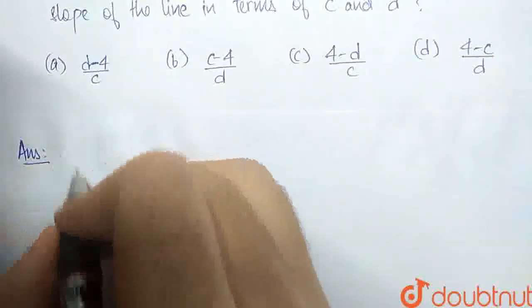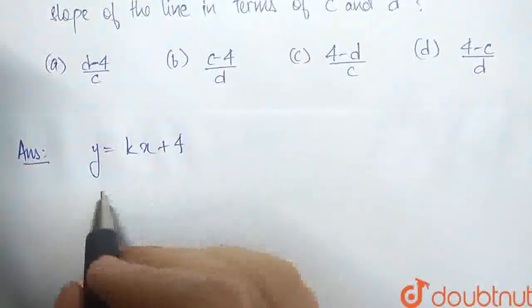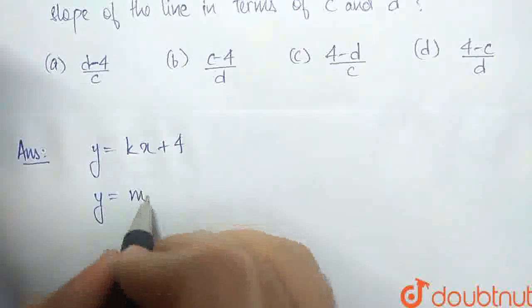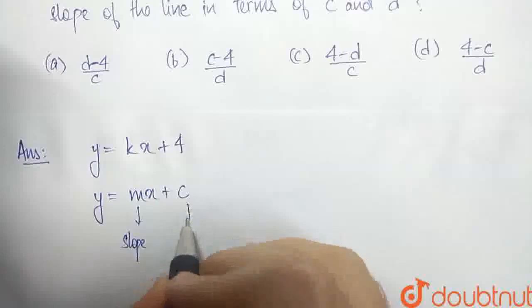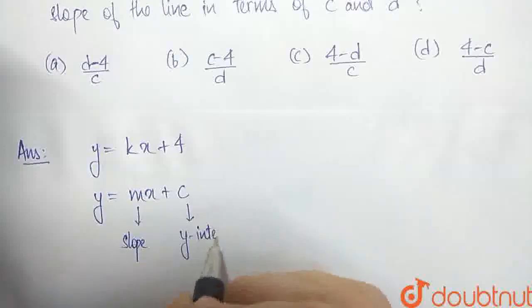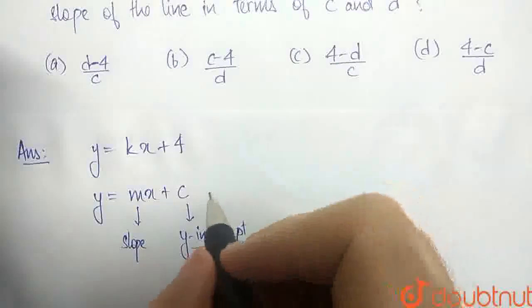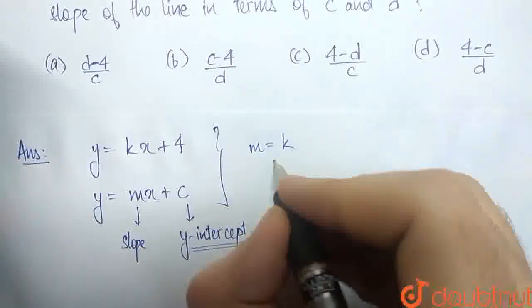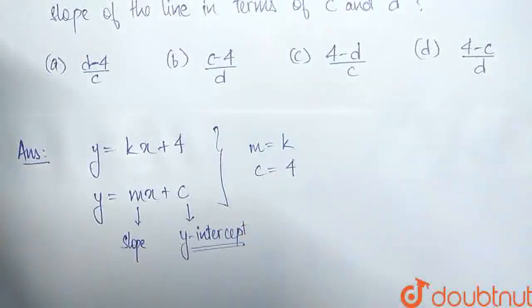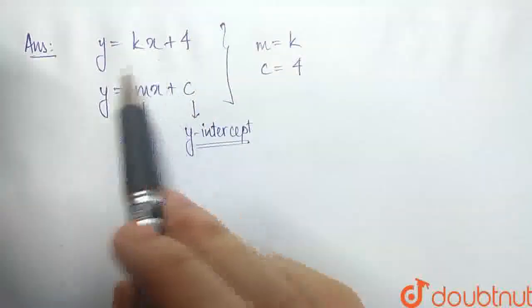Now, the equation of the line we're given is y equals kx plus 4. We can compare this to the standard equation of a straight line, which is y equals mx plus c, where m is the slope of the line, and c is its y-intercept, or the y coordinate when x is 0. So comparing this to the given equation, we see that the slope is k and the y-intercept is 4.